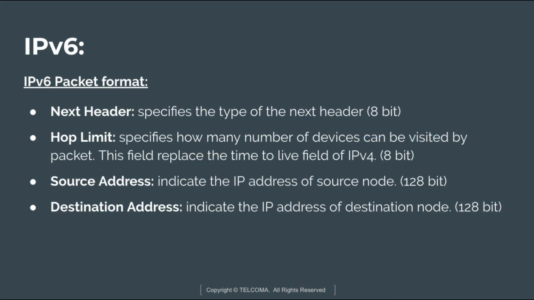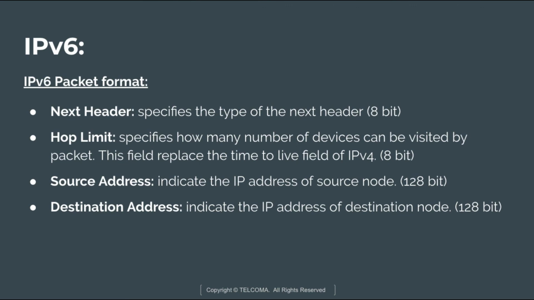The next field is the next header field. The next header field specifies the type of the next header, and it is 8 bits long. This field usually specifies the transport layer protocol used by the packet payload. Next is hop limit. Hop limit specifies how many devices can be visited by a packet. This field replaces the time to live field in IPv4. This particular field works the same as the time to live field in IPv4, and it is 8 bits long. The value of this field is decreased by 1 at each intermediate node visited by the packet. When the counter reaches 0, the packet is discarded. In this way, the hop limit counts.